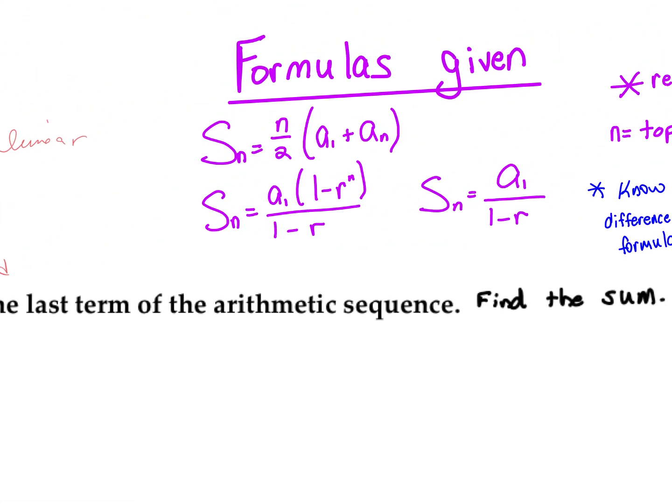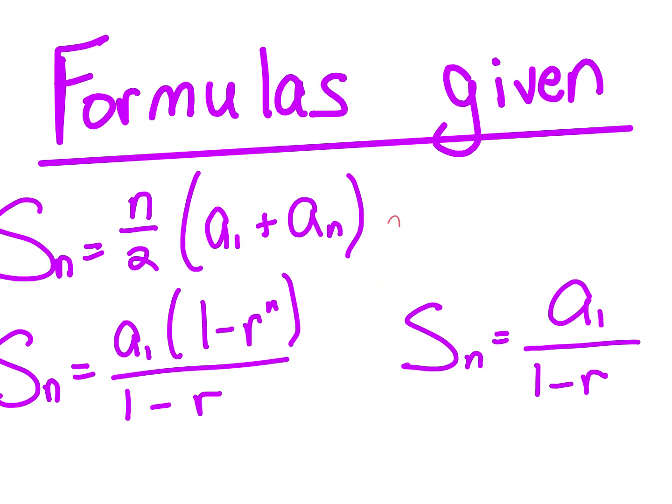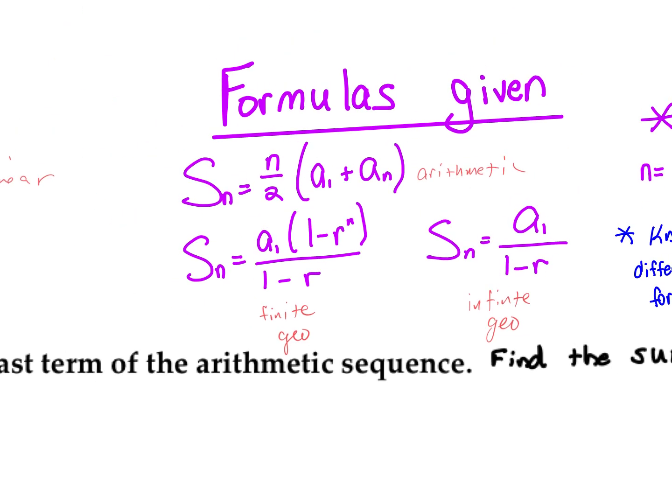Now, what I'm going to give to you are these three, but you need to know what they're used for. These are the sum formulas. This is how it's going to look. You need to know that this one is the arithmetic, and that these two down here are geometric. This is the finite one that has a beginning and an end. And this is the infinite one, the one that has no end. We're going to do different problems from there.